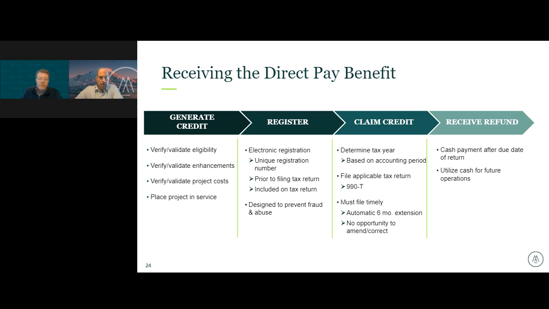All right, we got our fourth polling question of the day. My organization could use help with A, verifying a credit, B, verifying credit enhancements, C, registering a project, D, claiming the credit, or E, I'm just here for CPE.